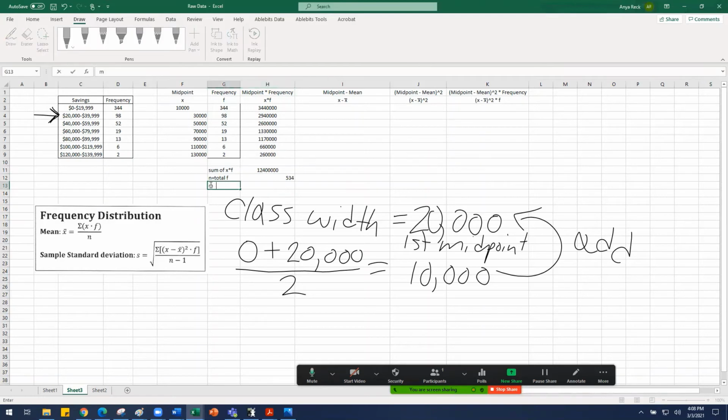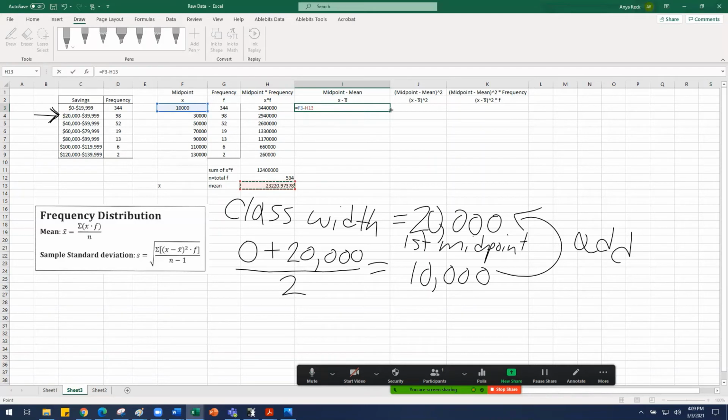And then to find the mean, you divide those two values. The sum of x times f divided by the total frequency. And the mean is represented as your x bar. So now to fill in the next column, we need the midpoint minus the mean. So equal, click the midpoint minus the mean.